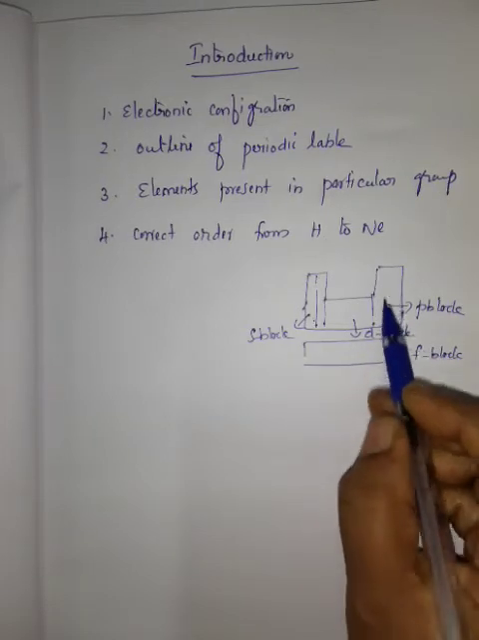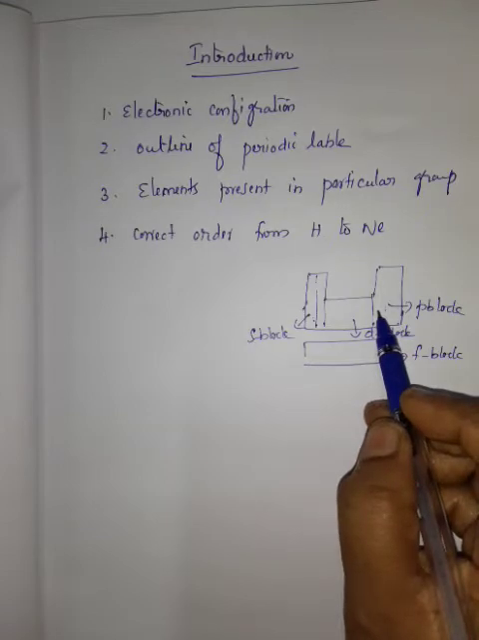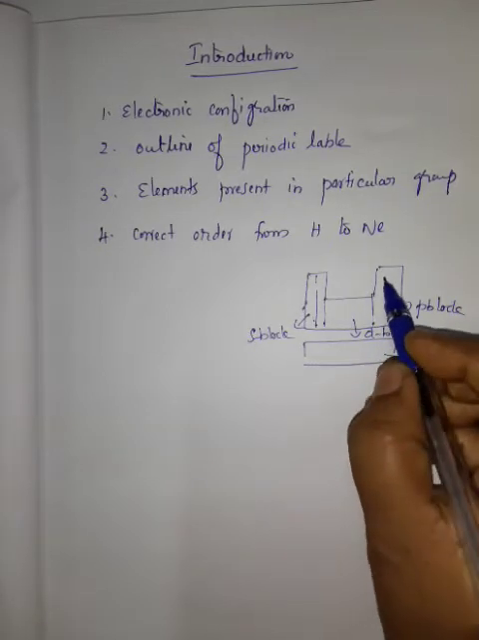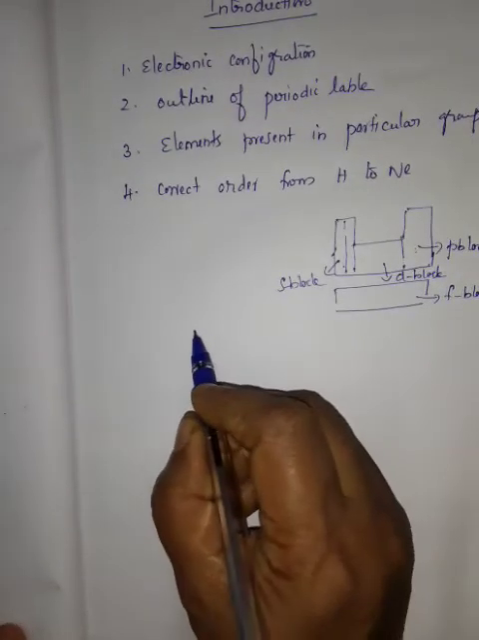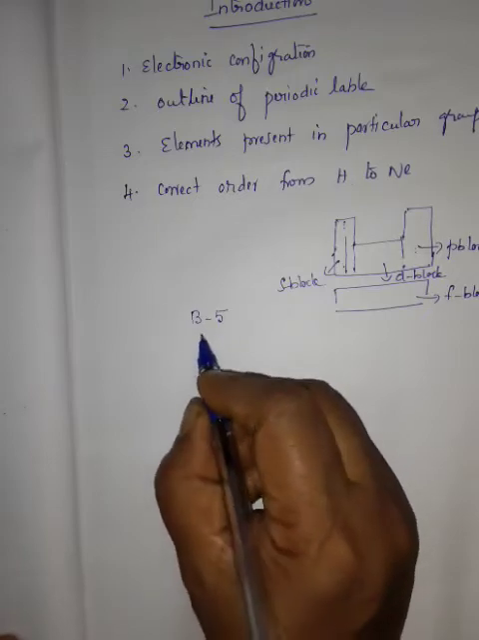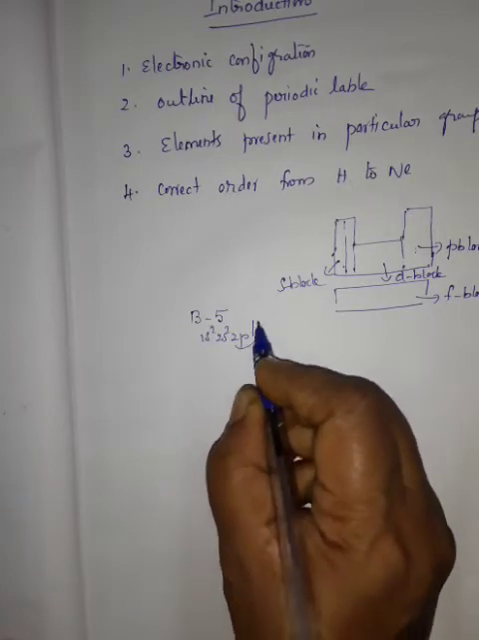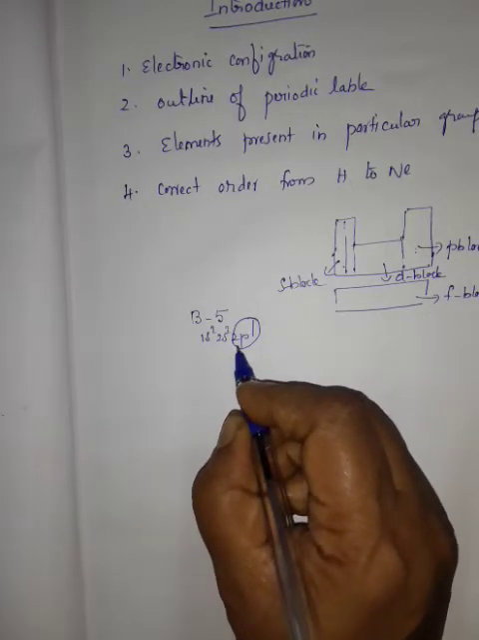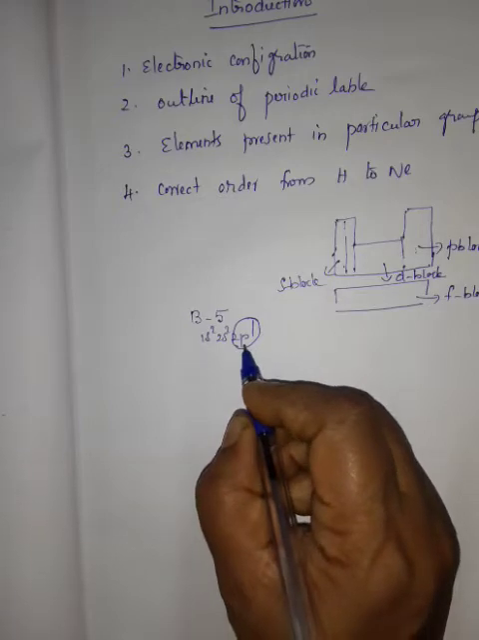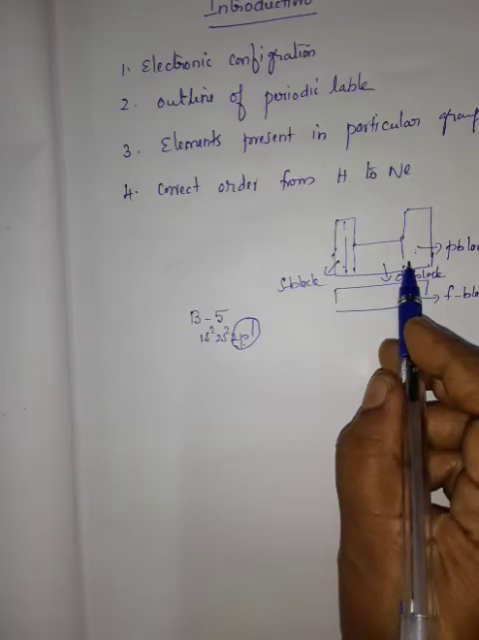Why is this the P block element portion? Why are they called P block elements? For example, consider boron, atomic number 5, configuration 1s2, 2s2, 2p1. See, this is the fifth electron. This last electron goes to the p orbital. Similarly, in all the p block elements, the last electron enters into the p orbital. So they are called p block elements.